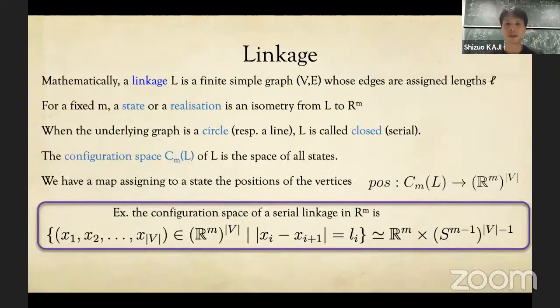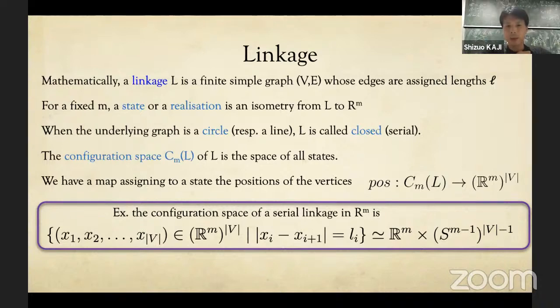And mathematically, this kind of linkage is modeled by graph embedding. You have a finite simple graph, and edges are assigned length. Okay. This is an abstract linkage, and its realization is an isometric embedding of this graph into some Euclidean space, typically R2 or R3. Each vertex represents a joint. So you want to assign coordinates of that joint in, say, 3 space, and then constraints are given by the length of the links, the bars. So the distance of 2 joints is fixed by the bar connecting them.